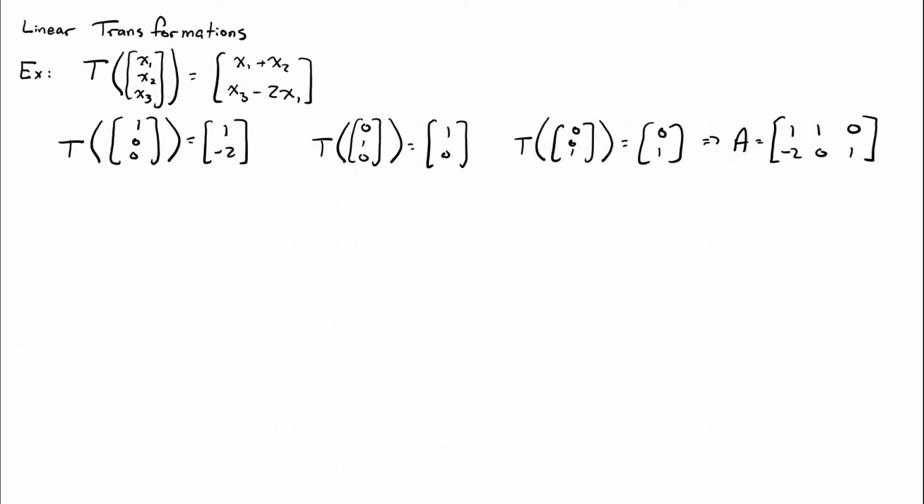Let's use this to compute the image of 1, 2, 1 in two ways. First with T, then with the matrix. They should come out to agree. First, T of 1, 2, 1 equals 3 minus 1.